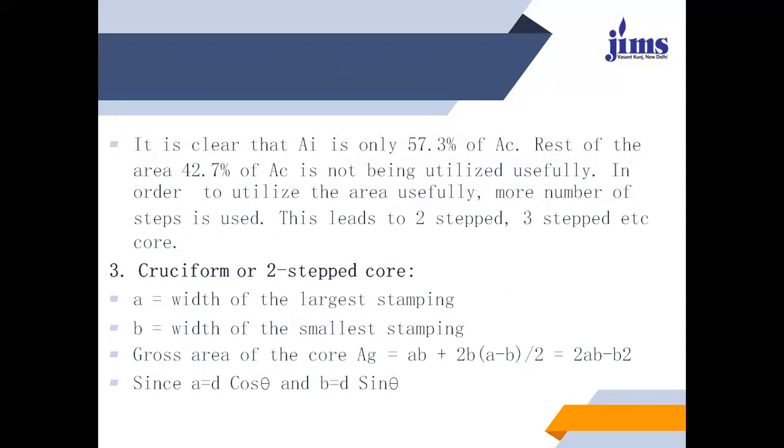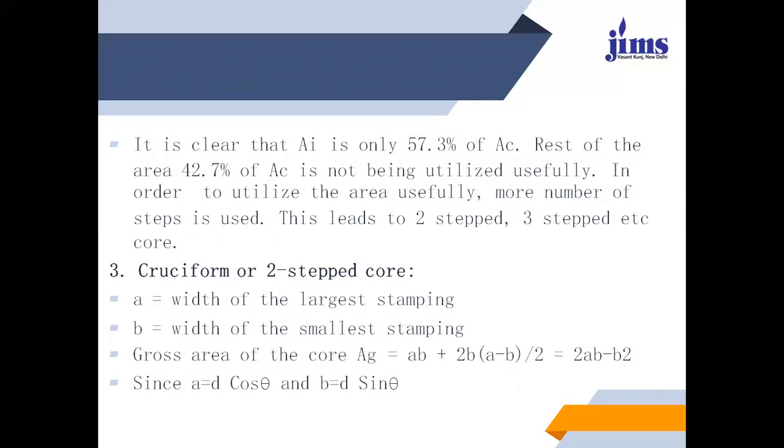In order to utilize the area usefully, more steps are required. This leads to two-step, three-step, etc. cores. Cruciform or two-step core: A is assumed as the width of the largest stamping, B is assumed as the width of the smallest stamping. So the gross area of the core Ag equals AB plus twice B into (A minus B) upon 2, which comes out to AB minus B squared.